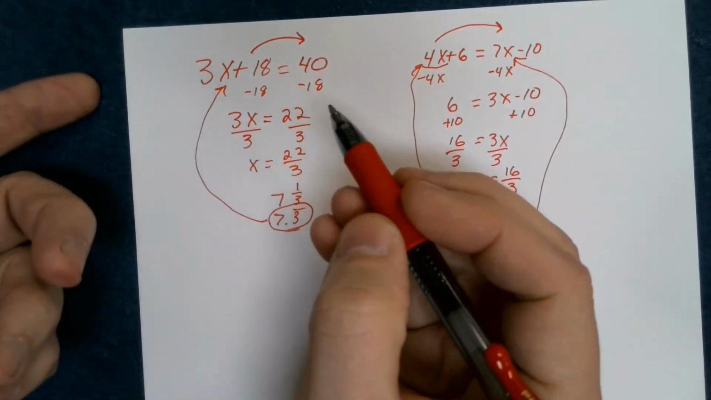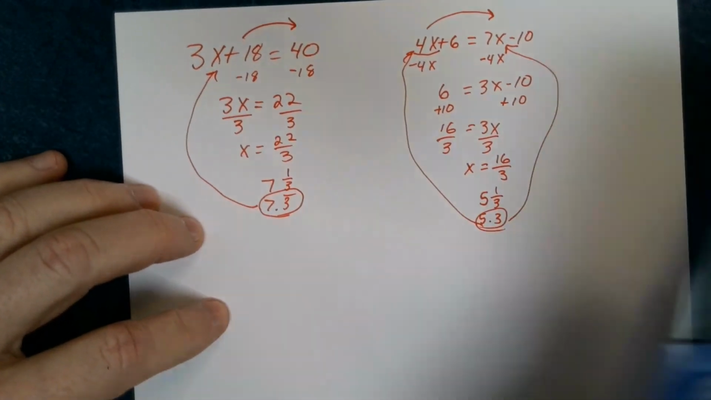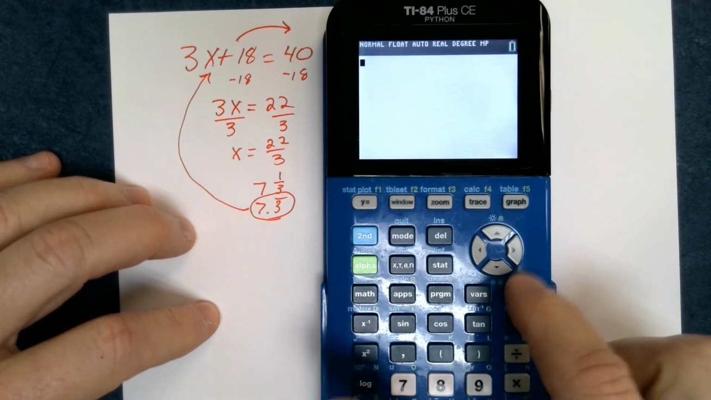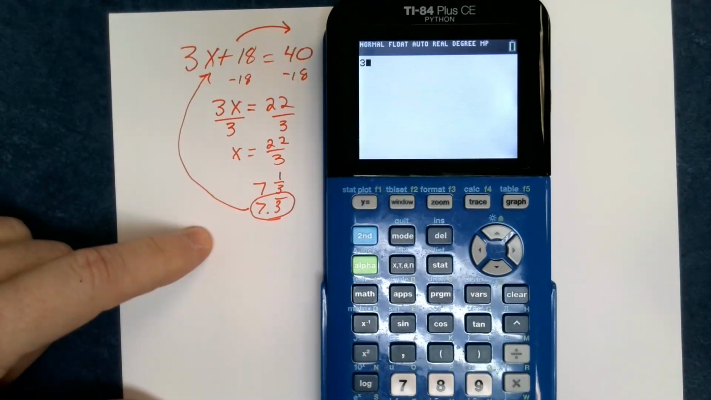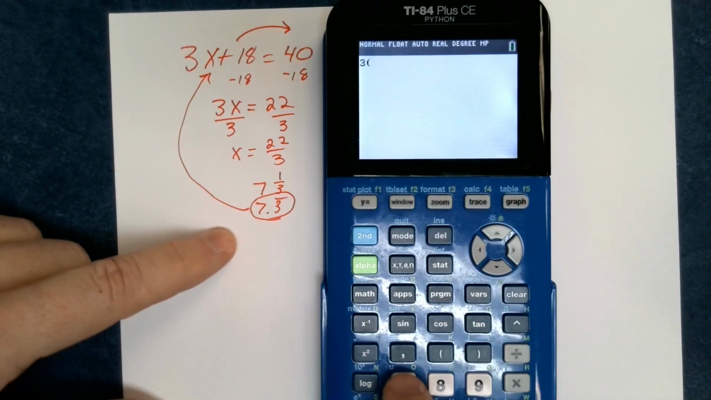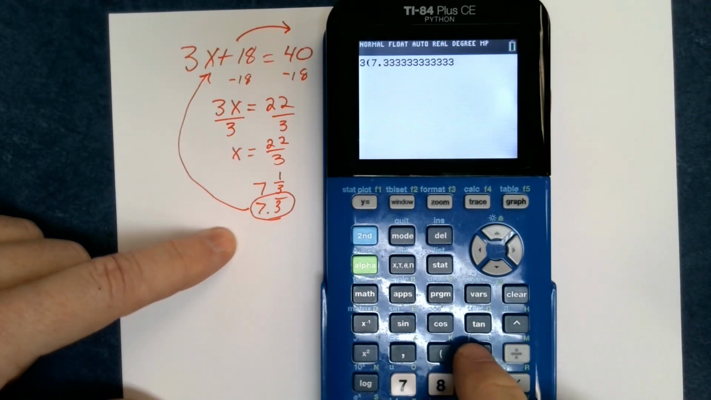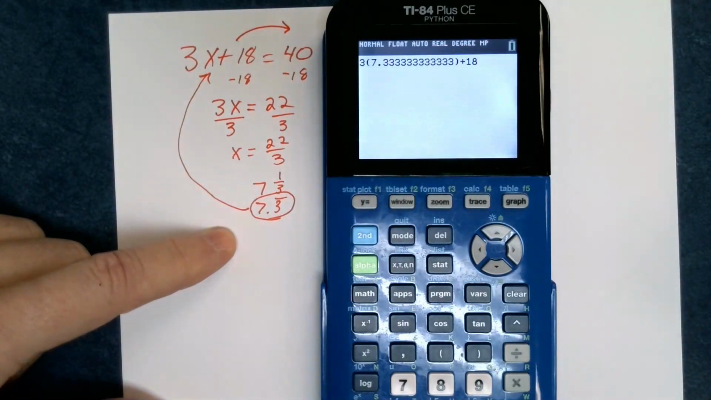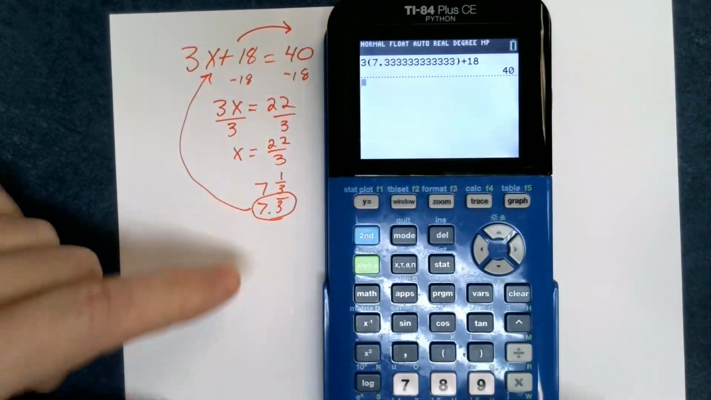it should be true. So if on my calculator I clear, go to my home screen, and do 3 parentheses 7.333333, I just do a bunch of them, parentheses plus 18, when I hit enter on this, it should say it's 40, and it does. So that means I know that I solved that right.